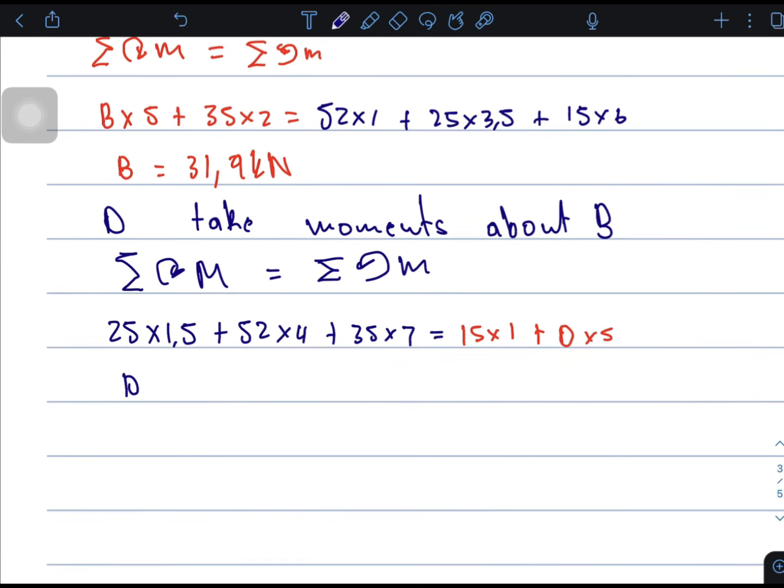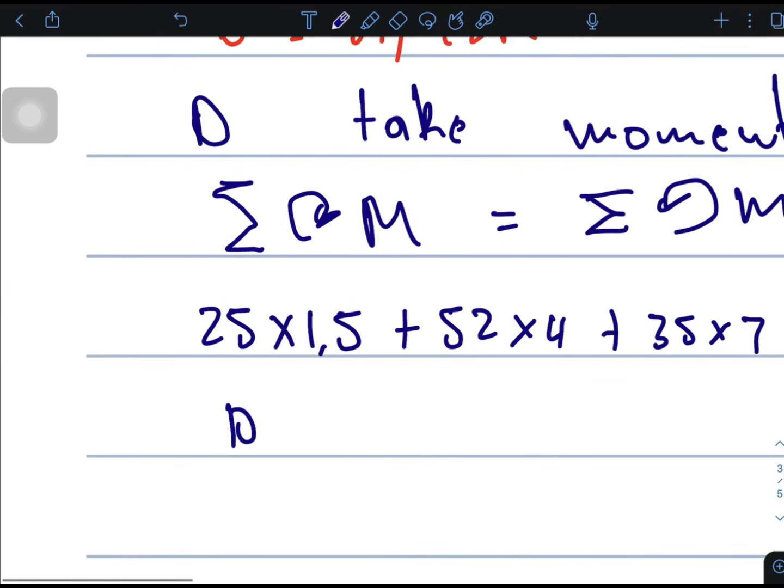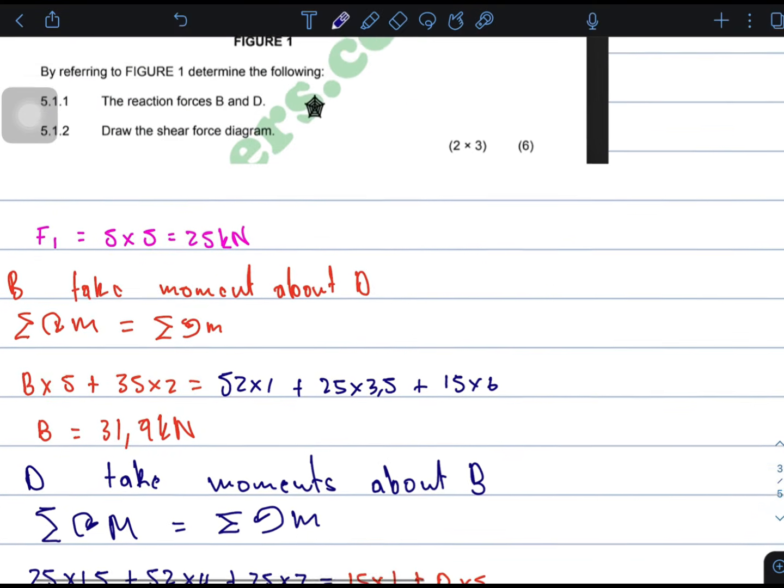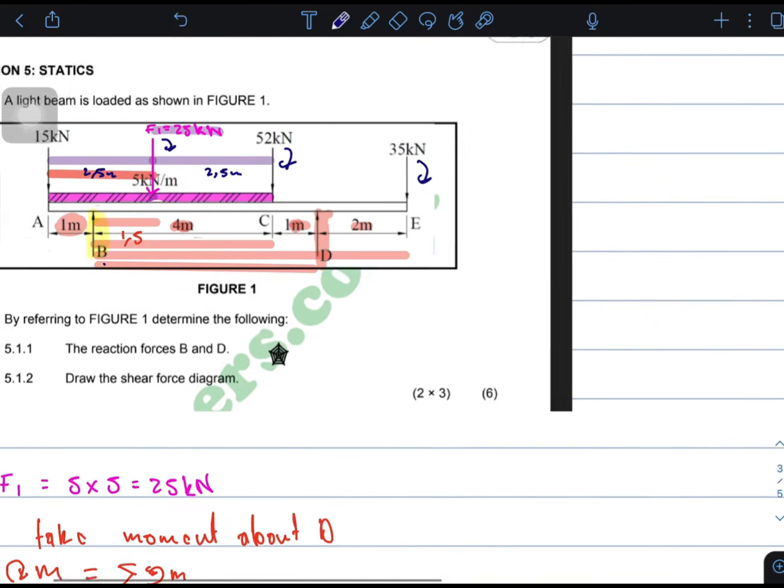The value of D would be, just punching it first: 25 times 1.5 plus 52 times 4 plus 35 times 7 minus 15, over 5. It should be 95.1 kilonewtons. Guys, after you have found the reactions, now you just have to prove your answer.